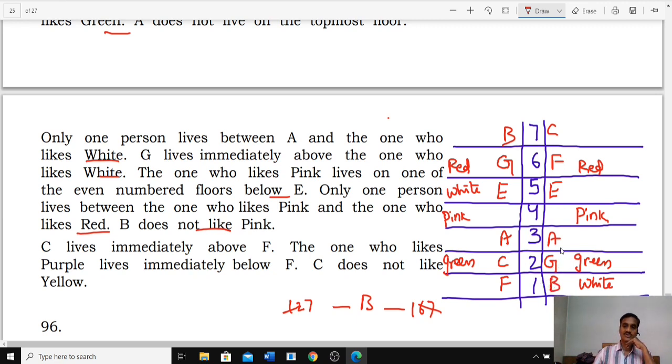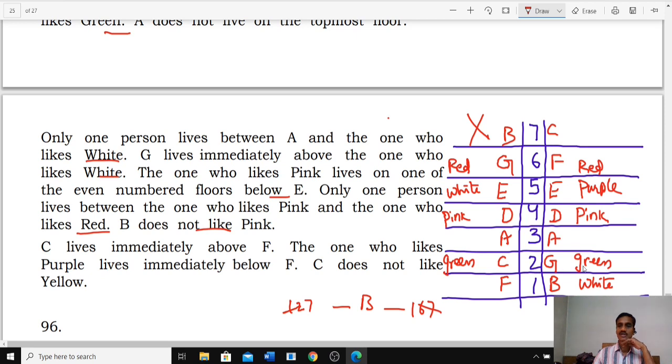Then tell me who is the person left over? One more person is left. Who? D. D must be here. In both the cases, D is on the 4th floor. Then, the one who likes purple lives immediately below F. Immediately below F, everyone has happened to purple. Here, F himself is on the 1st floor, so immediately below is not possible. This case is ruled out.